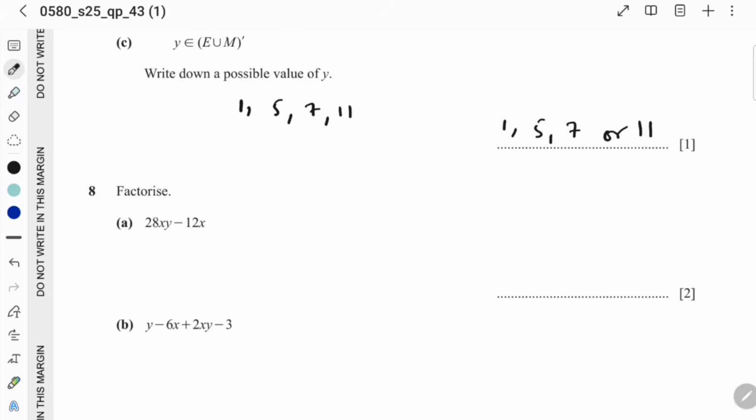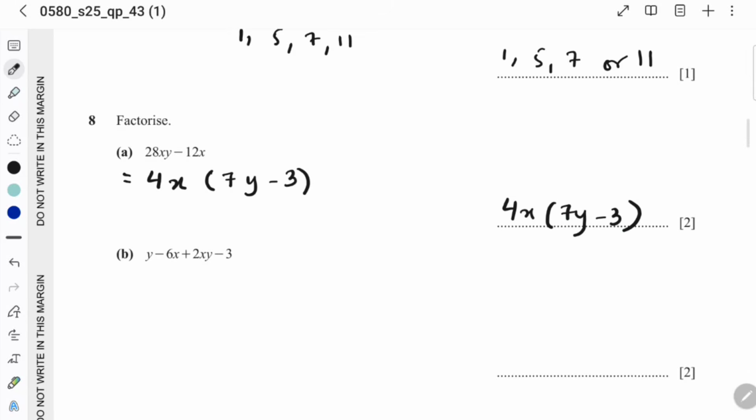Question number 8. Factorize 28xy minus 12x. Take common factors: 28 and 12 have 4 as a common factor, x is also common, leaving 7y minus 3. So the answer is 4x times 7y minus 3.